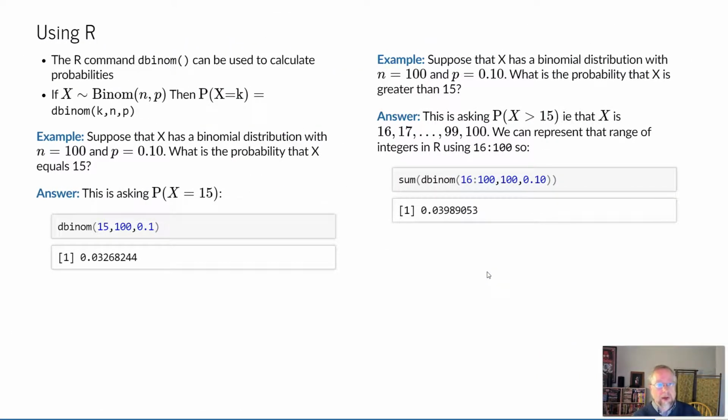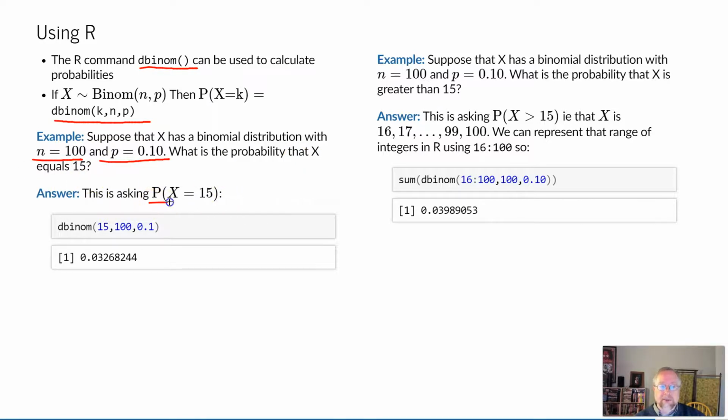All right, now, we want to use R to do this rather than having to go through these calculations ourselves, but you should be able to do various choose calculations. And if you want practice, these Zoom sessions would be a great time to ask me about them. The R command dbinom can be used to calculate these probabilities. If x is binomial n comma p, then the probability that x is equal to k is dbinom(k, n, p). Suppose x has a binomial distribution where n is 100 and the probability of success is 0.1. What is the probability that x equals 15?